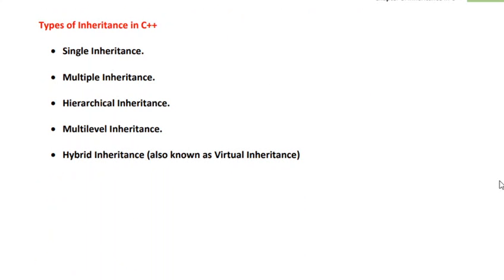Now, there are different types of inheritance. You have single inheritance, multiple inheritance, hierarchical inheritance, multilevel inheritance, and hybrid inheritance, which is also called virtual inheritance.